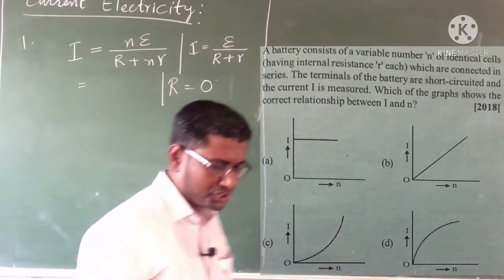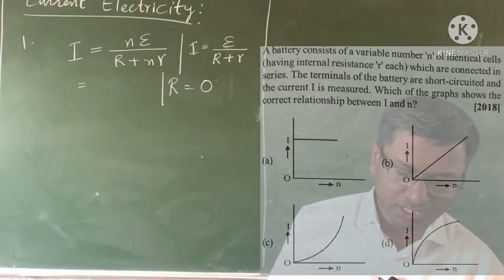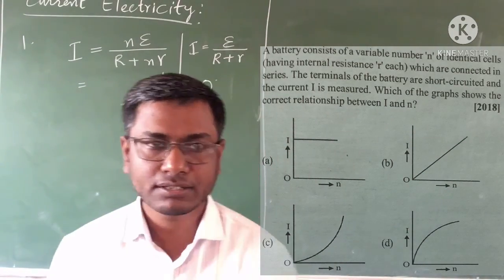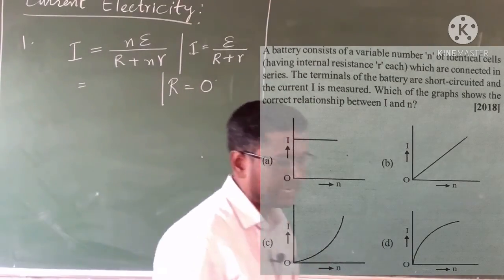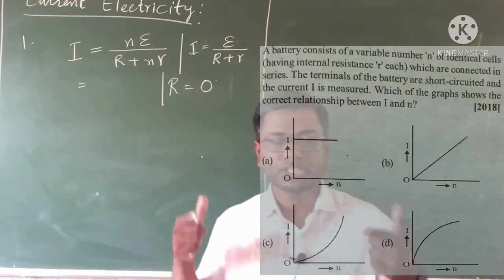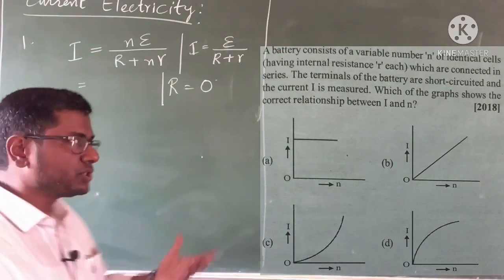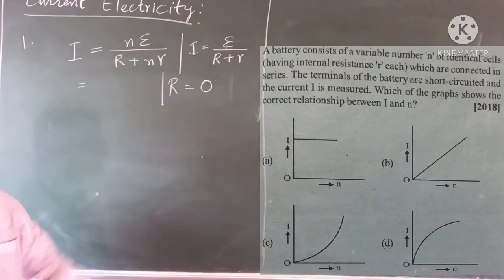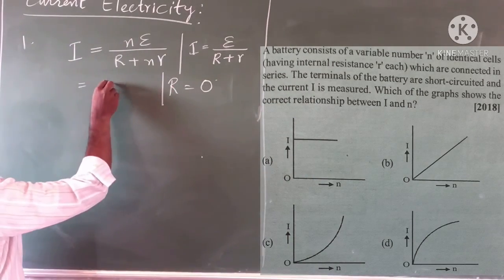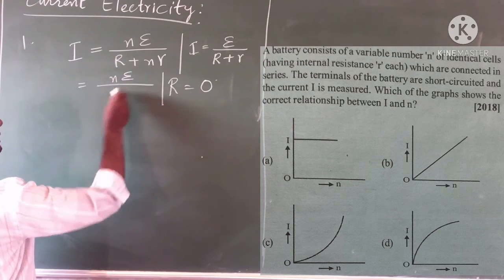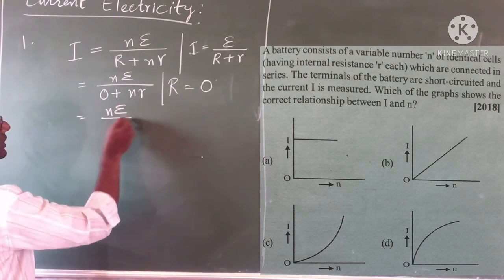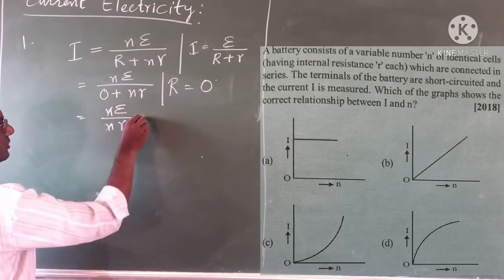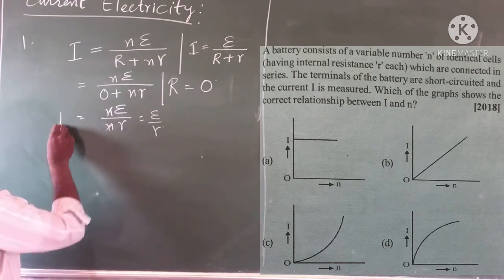Because what is given in the question, there is a special word, short circuited. Short circuited means there is no external resistance connected across the terminals of the battery, only there is a wire which is connected to the two terminals. So it is a short circuit. Short circuit means there will be no resistance, so I can take that R as 0. So it will be n times epsilon divided by 0 plus n times r. So it will be n times epsilon divided by n times r. n goes out, what is left is just epsilon divided by r. So that is my current.